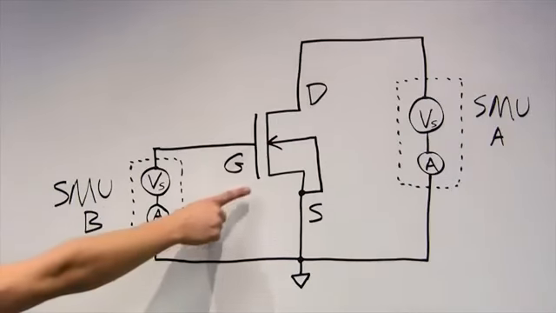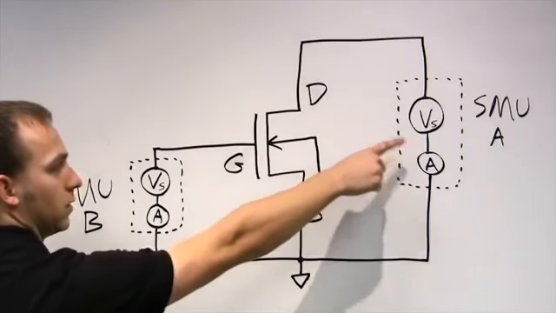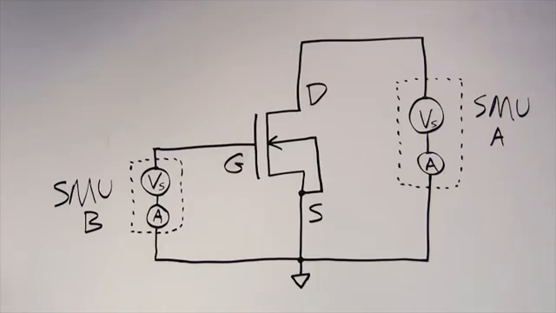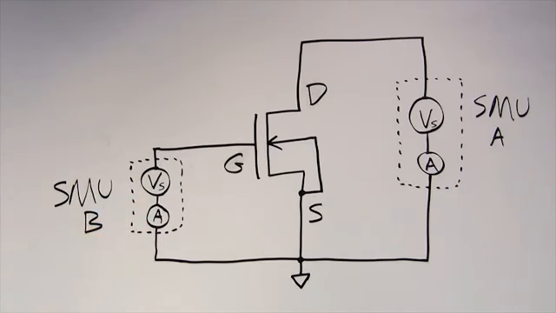Here we have a standard 3-terminal N MOSFET. We will be using SMU-A here as a voltage source and an ammeter. It will sweep the voltage from the drain to the source. It will measure the drain current. On the other side, we have SMU-B as a voltage source and an ammeter again. It will step the gate source voltage as we go through the characterization.